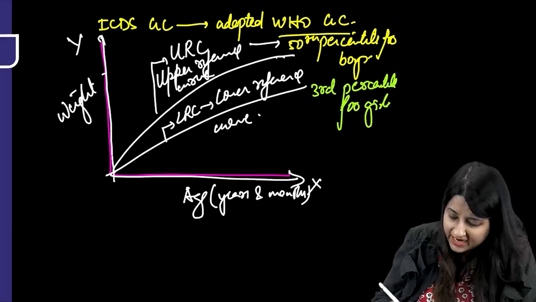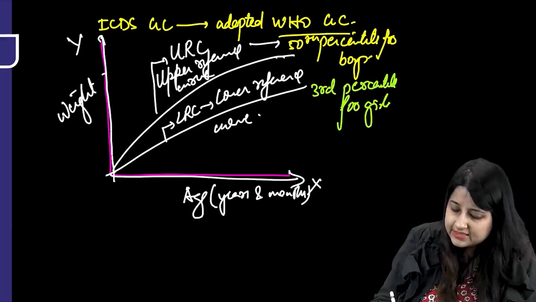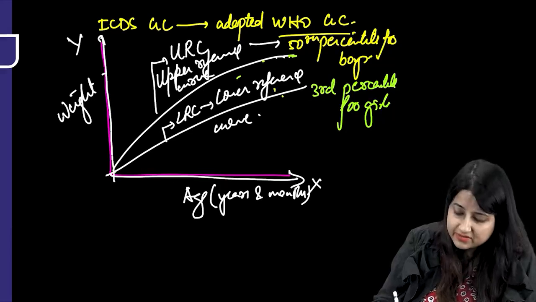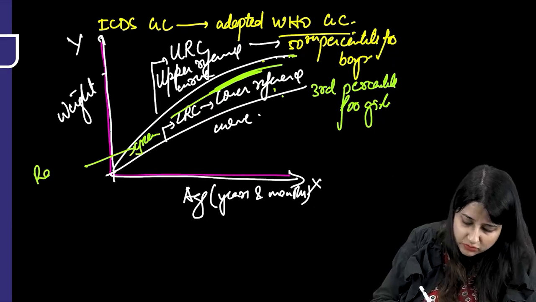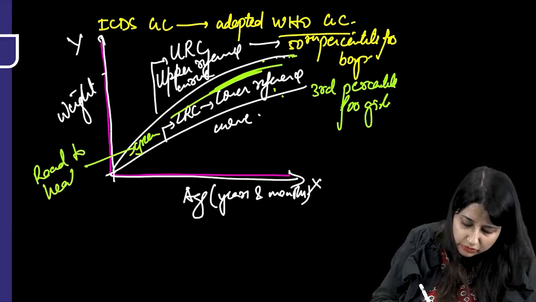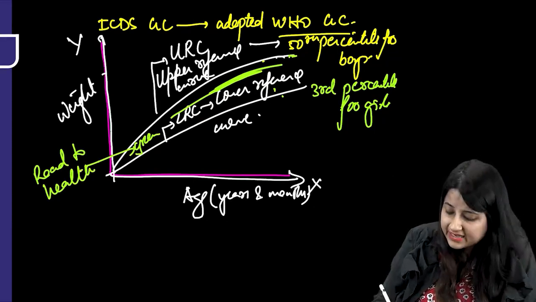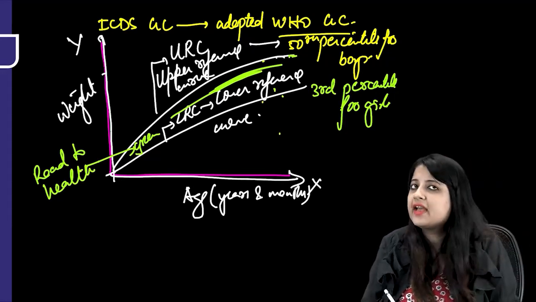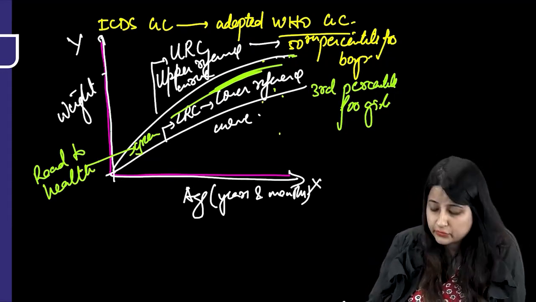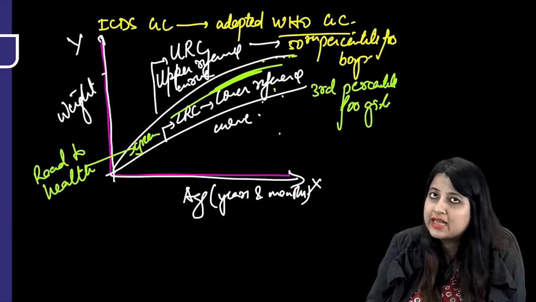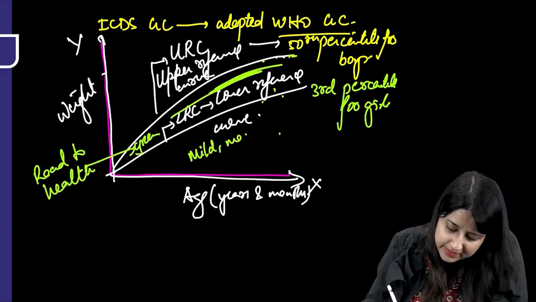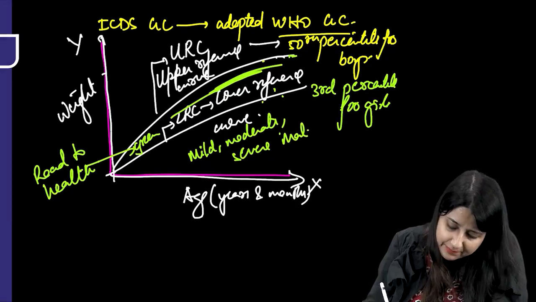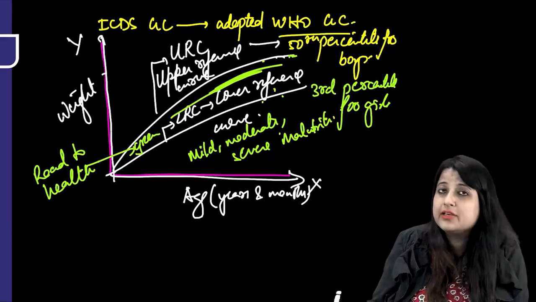Now, if any child is between this upper reference curve and lower reference curve, this is what? The green zone. Green zone indicates road to health, meaning the growth of the child is adequate. But if he is below this, this is an area of yellow to red. Basically, here we have 2 lines. Below this is just an indicator that the baby could be malnourished: mild, moderate, severe. So, the WHO growth chart has only 2 lines.